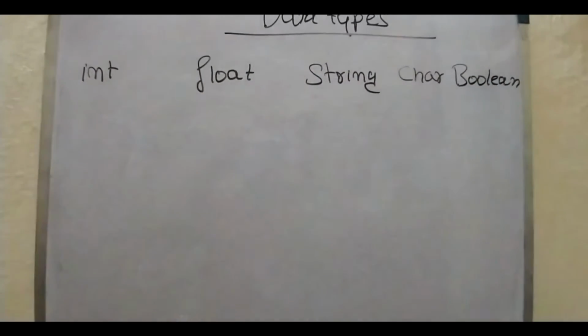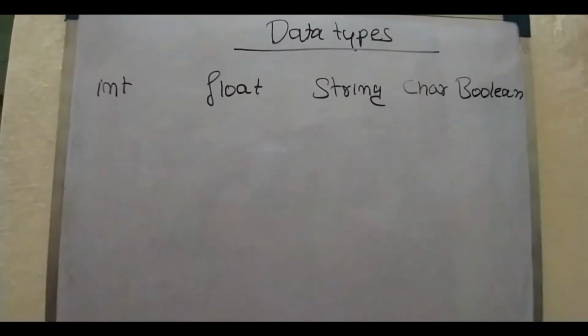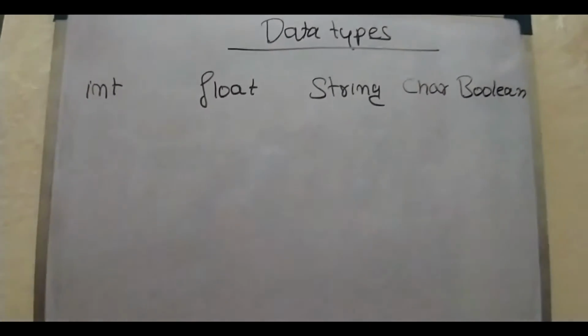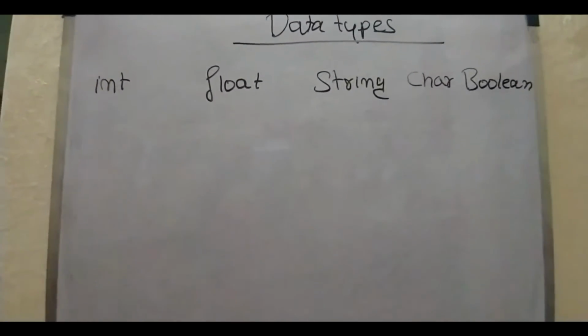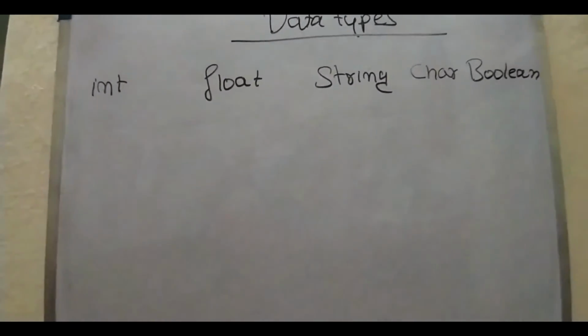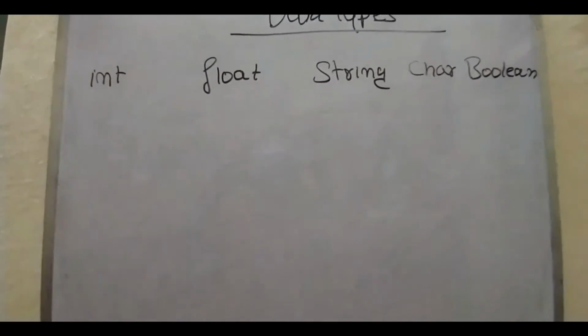So there are mainly 5 kinds of data types that we use in Java. There are more as well. We will be discussing it slowly. But these are primitive data types. What are primitive data types? Data types which are already present in Java. And class is a user defined data type. We will be discussing that in a separate video.